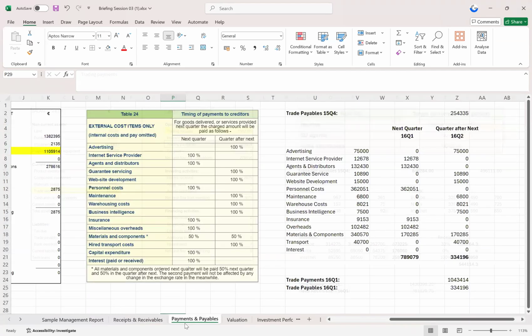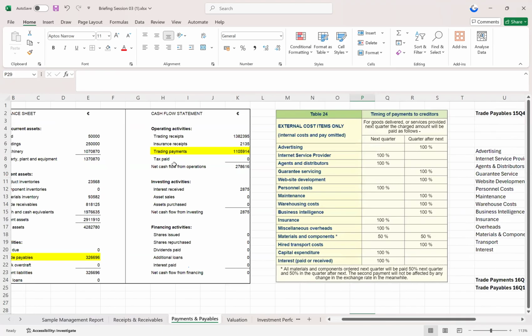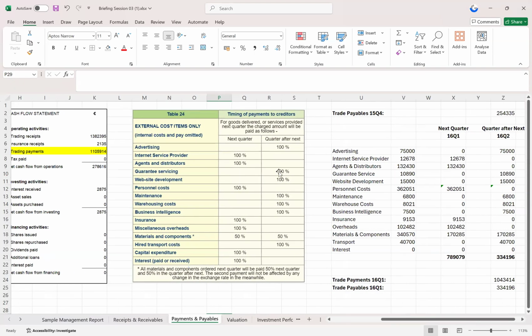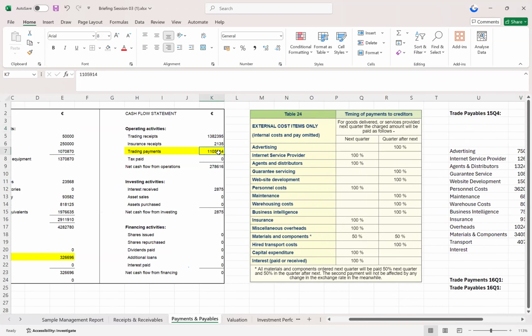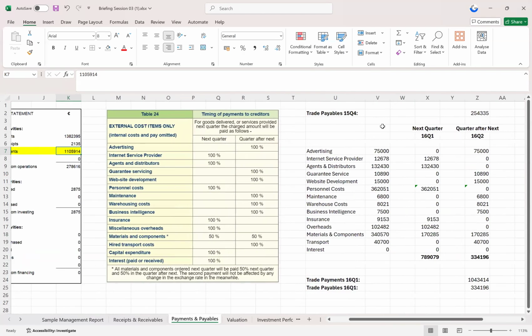Okay. Now let's go to payments and payables. Similarly to receipts, for the payments we have a credit period. Let's say I am taking decisions in 16 quarter 2. Next quarter would mean 16 quarter 2 and the quarter after next would mean 16 quarter 3. In this case, if I am trying to calculate this figure, 1105914, right?